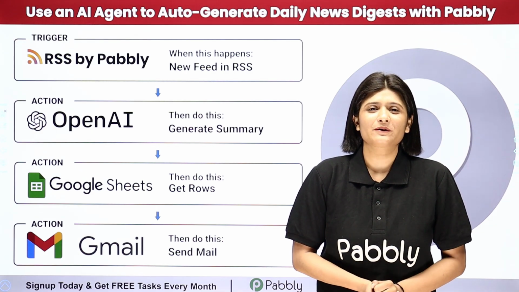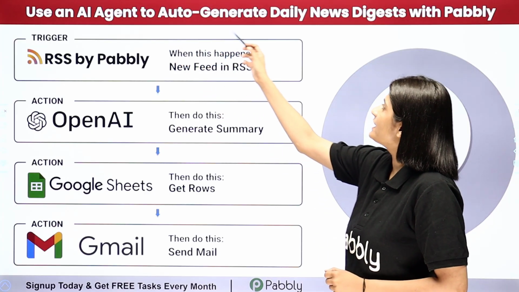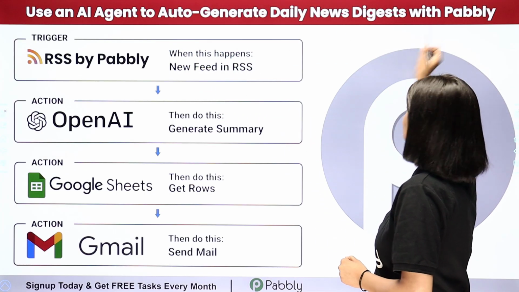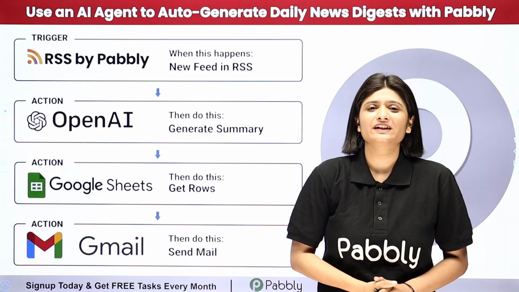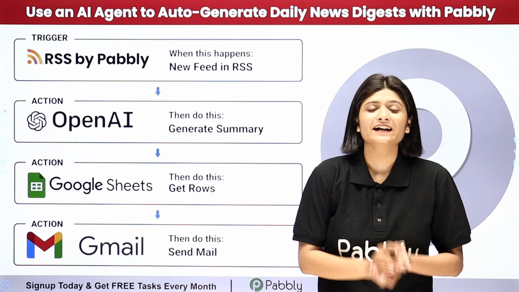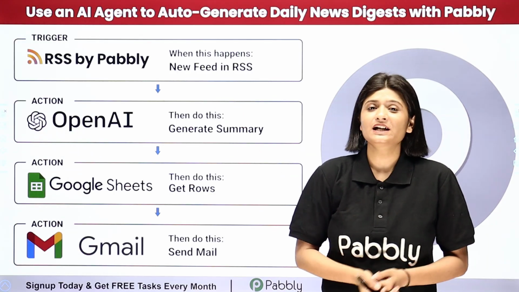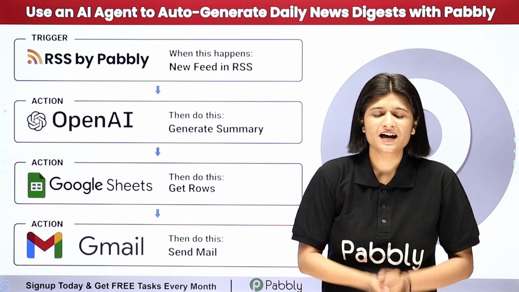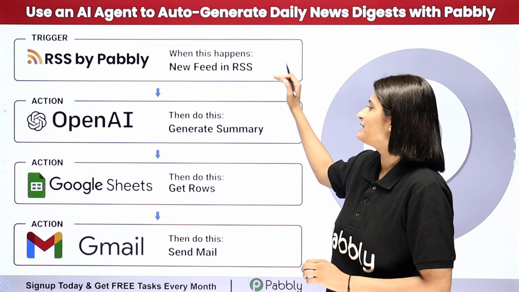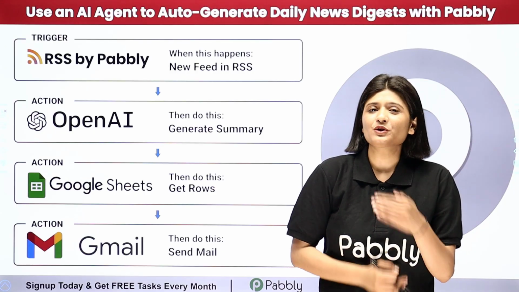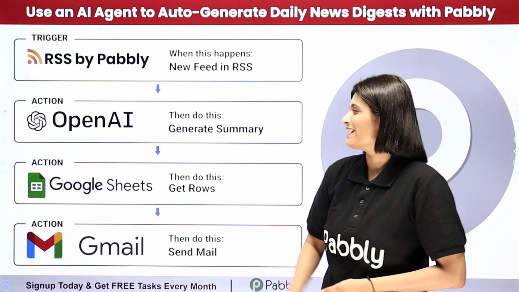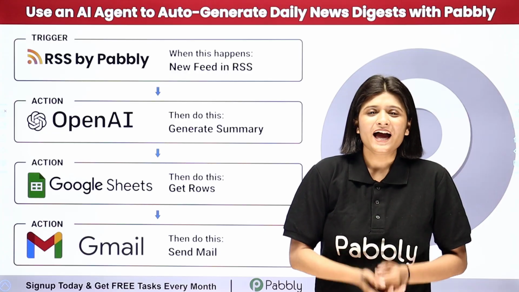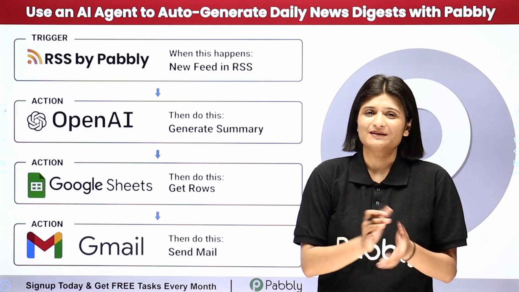In this video, we are going to learn how to use an AI agent to auto-generate daily news digest with Pabbly. So I'm going to generate daily news with the help of AI, and here I'm going to use RSS by Pabbly to get the new feed in my RSS. Now I want that whenever there is a new feed in RSS, a summary should be automatically generated with the AI agent. Here I'm going to use OpenAI, and then I want to send the summary to my subscribers.